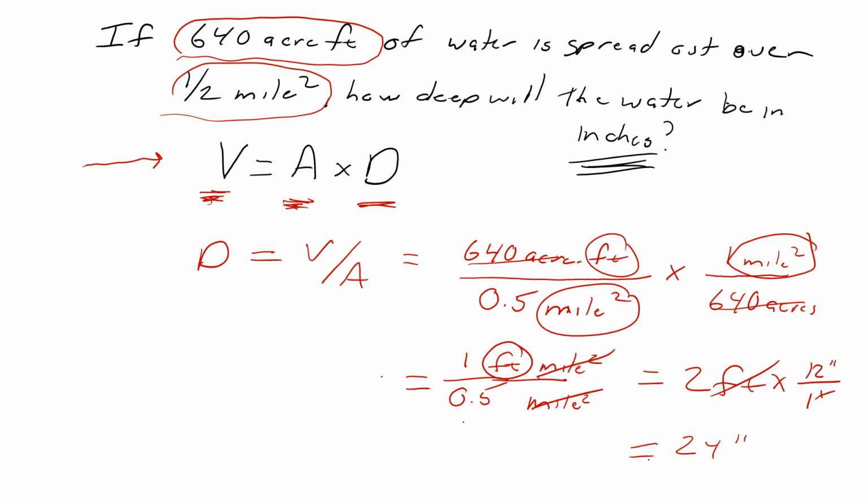So in this case, this is the unit that you're going to convert with a lot. 1 mile squared over 640 acres. Just know that. We're going to use that a lot in here. Okay? A square mile is 640 acres.